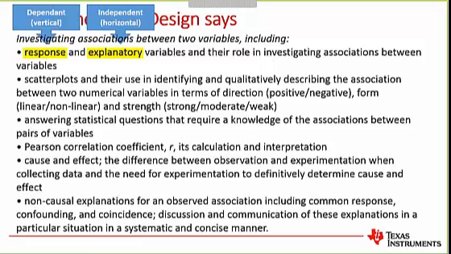So the explanatory variable is that one that we previously called independent, the x-axis or the horizontal axis when we graph it. And the response variable, how a variable changes in response to the initial variable. So that's what we formerly called dependent, and we put that on the vertical axis.